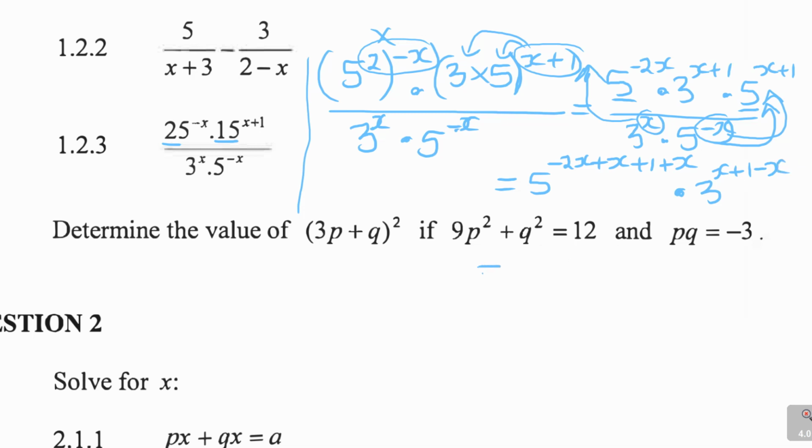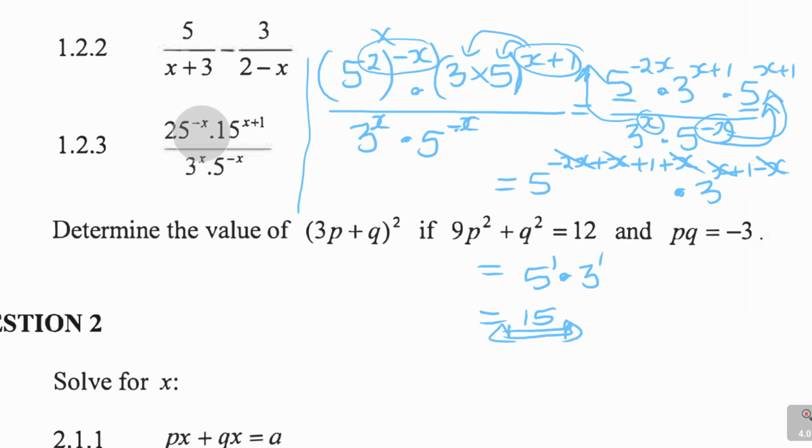Then you continue to say 5 to the exponent, now it's minus 2x plus x plus x. So you will see that this will cancel out. You're left with 5 to the power 1, because it's minus 2 plus 2. So you've got 5 to the power 1, times, again, x plus 1 minus x, which is 3 to the power of 1. Then the answer becomes what? 15. Do you see that?